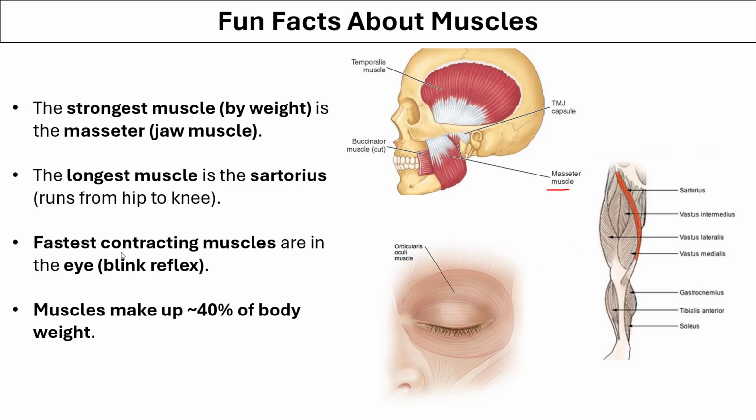The fastest contracting muscle is the one in your eye, which blinks as a reflex. So suddenly light enters your eye and very quickly you are able to close your eyes because your eye muscles work very fast. And muscle makes up about 40% of your body weight.